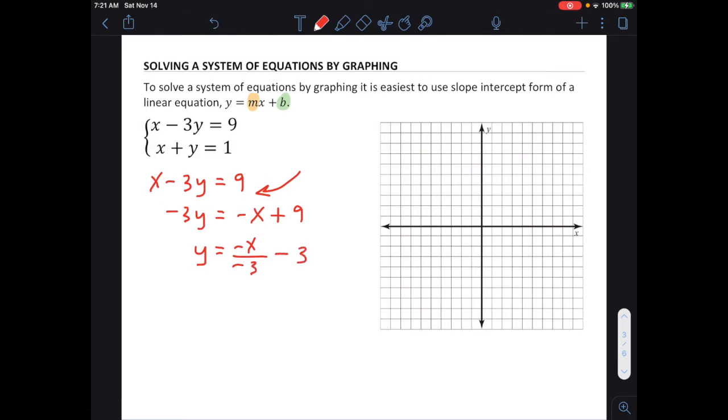And the negative x over negative 3 is a good example to start with because it's kind of different. We don't normally see stuff like that, but if we remember, this numerator is actually a negative 1x. And anytime we have something that looks like a fraction like this, we can move that variable to the side, and those two negatives cancel each other out. So what this ends up becoming is y is equal to 1/3 x minus 3.